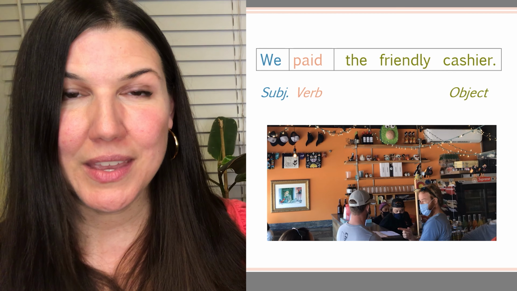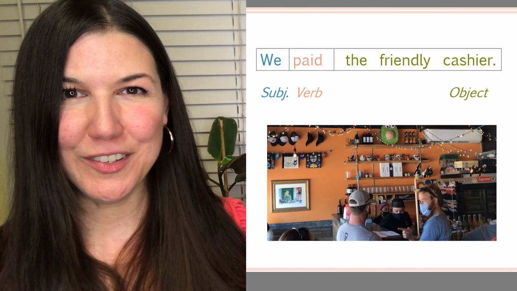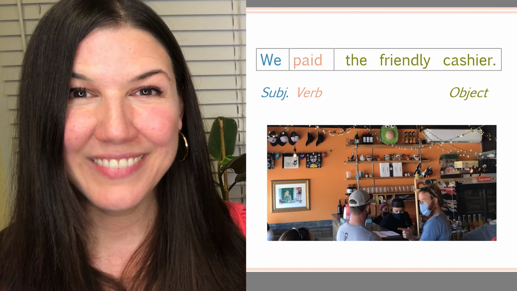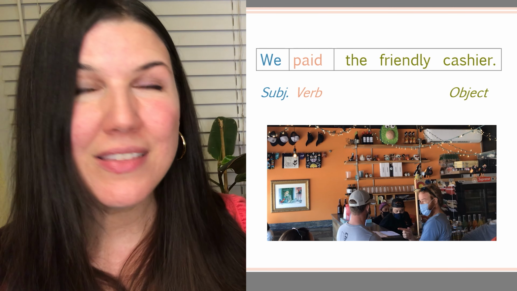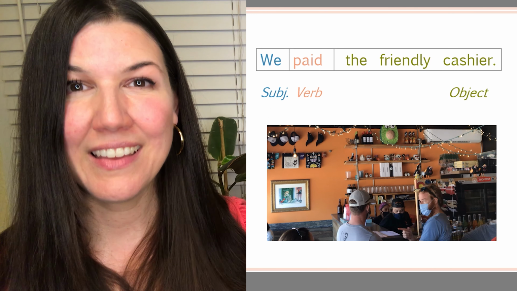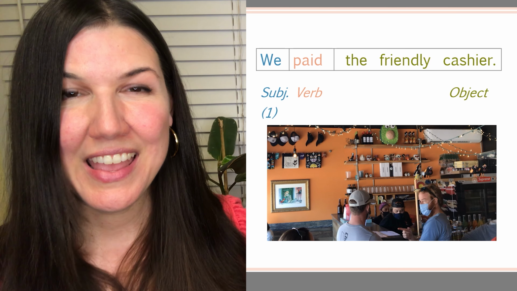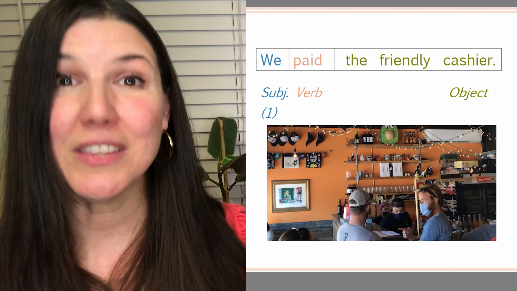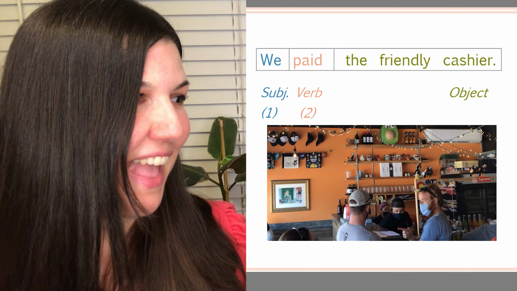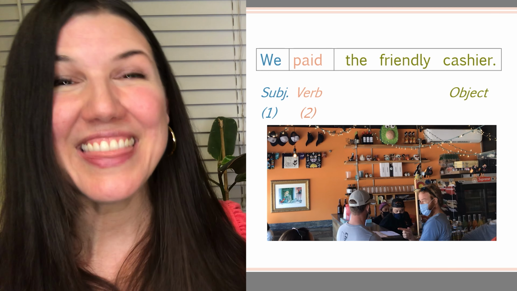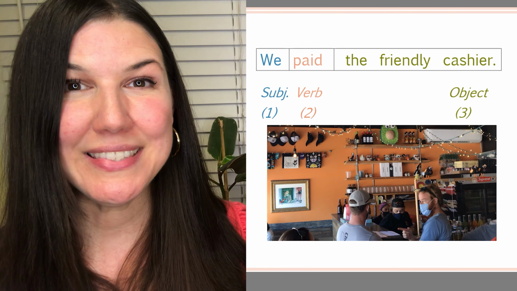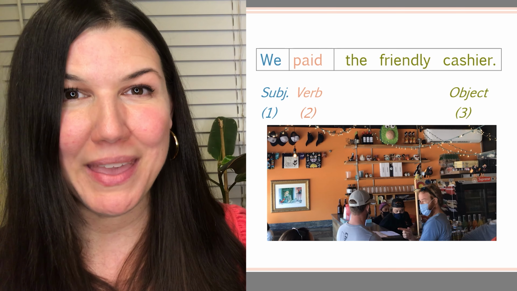I want to ask you something. Have you noticed that in every single sentence we've looked at, we have the same order? What comes first, the verb, the subject, or the object? The subject comes first. In basic English sentence foundation, the subject comes first, and then the verb, and then the object.